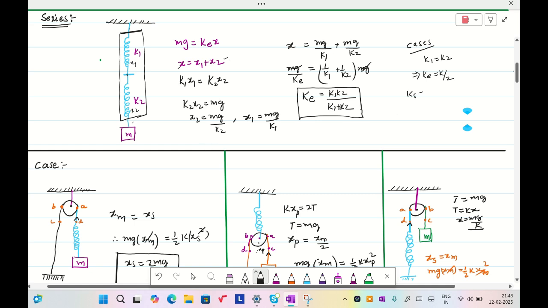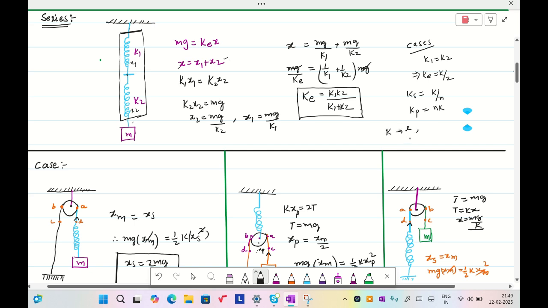In series, K effective decreases, equal to K by n when all are equal, and in parallel the K value is equal to nK. So it is the same as resistors, but opposite. Resistance in parallel means R by n equivalent resistance, resistors in series means nR, but here it is opposite for spring constants. So you can understand.